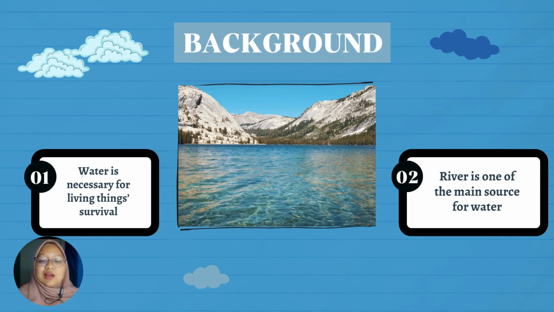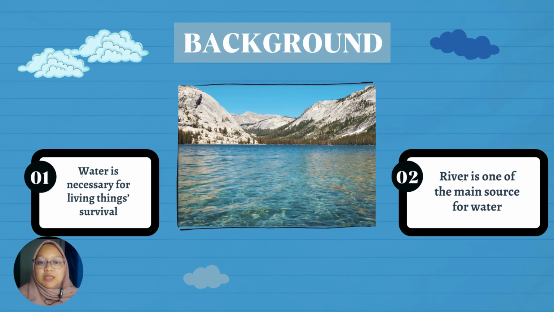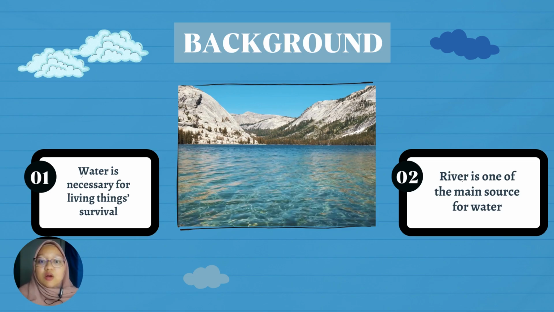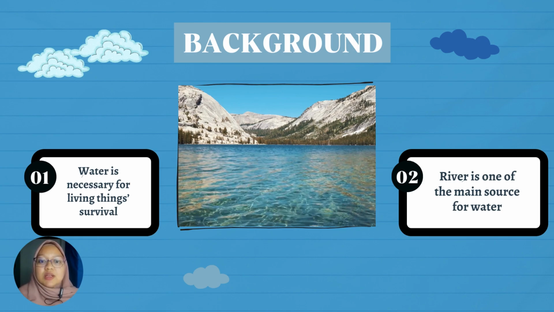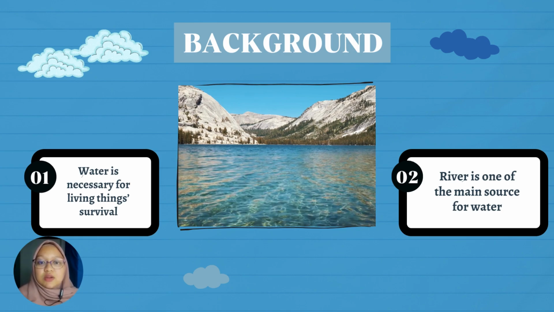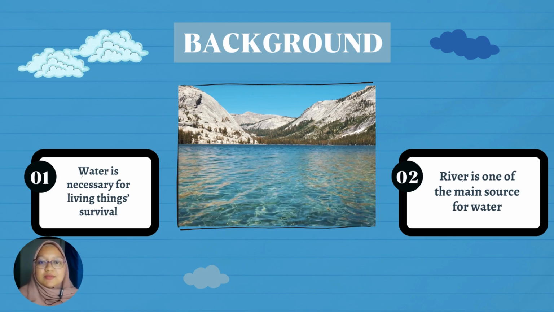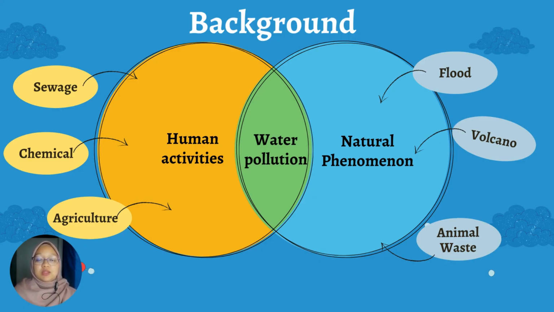As river has an unlimited source of water, it becomes one of the primary sources for the living things to obtain it. However, due to several causes, the level of the quality in the river decreases and it causes the good quality water to become limited. These causes include human activities, which are sewage, chemical waste, and agriculture. Not to forget natural phenomena such as floods, volcanoes, and animal waste. These 2 things are the main contributors to the decreasing of the river water quality.